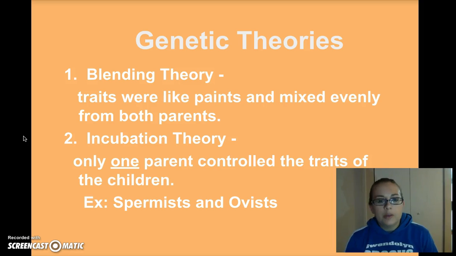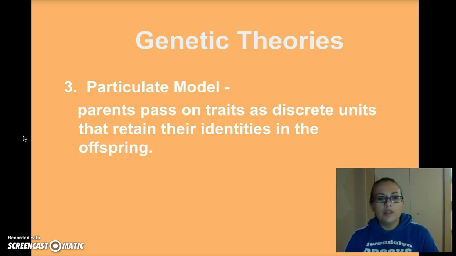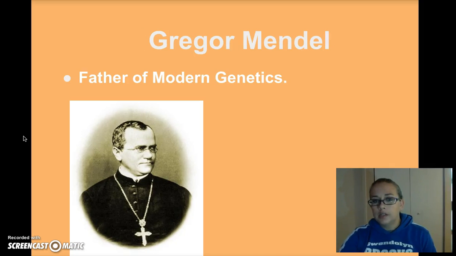The second theory is incubation theory, and this says only one parent controlled the traits of the children. Evidence for this would be if all the kids look like mom or all the kids look like dad. Or you've got one kid that looks like mom and another kid that looks like dad, they were in control of that specific child. And then you've got the particulate model. This one says that parents pass on traits as discrete units that retain their identities in the offspring. So we're going to look at Mendel now and the experiments that he did, and we're going to look at his data and figure out which of these models he agrees with.